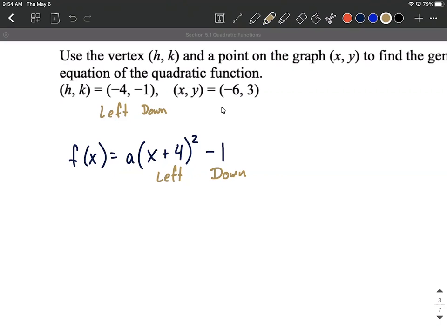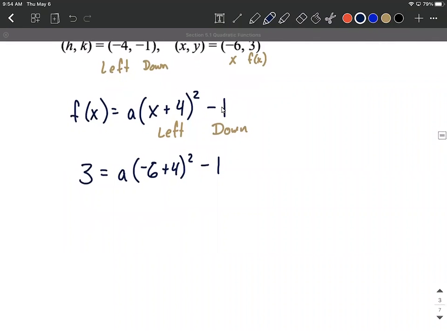So next, that's an x value and an f of x value, or y value, for our ordered pair up there. Let's fill it in. So we have 3 gets filled in for f of x, equals a multiplied by the quantity -6 plus 4, squared, minus 1. We plugged in -6 for our x value. All right, next up, we have an equation that only has that one unknown.